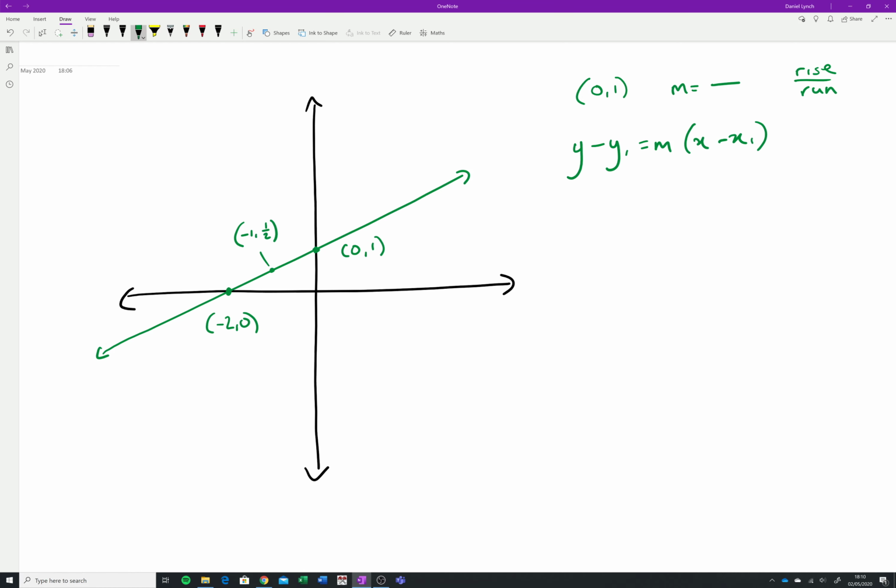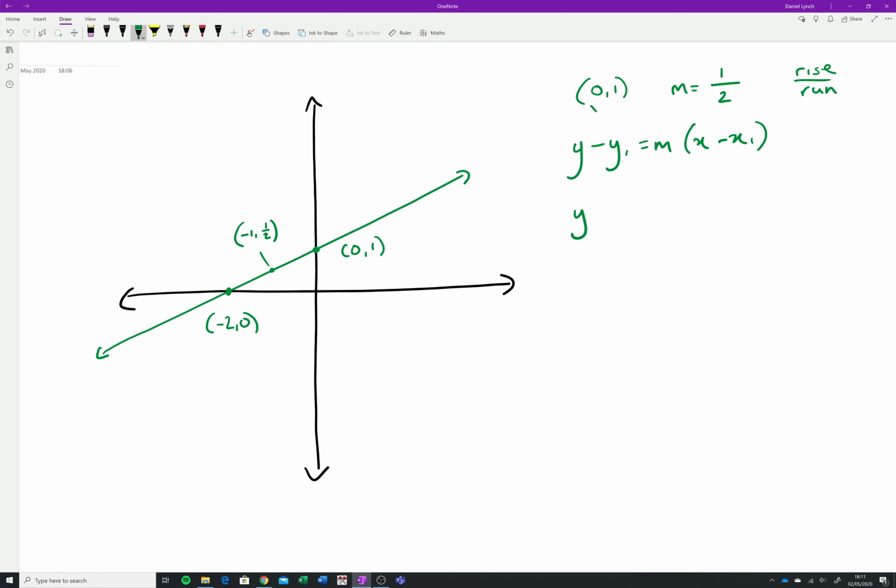When we're doing rise over run, if we go with my points that I started with, minus 2, 0 and 0, 1, the rise, how much did I go up by? Well, it was at a height of 0, now it's at a height of 1, so it went up by 1. How much did it move over by? It was at minus 2, it's now at 0. We've moved over 2. So that would be its slope.